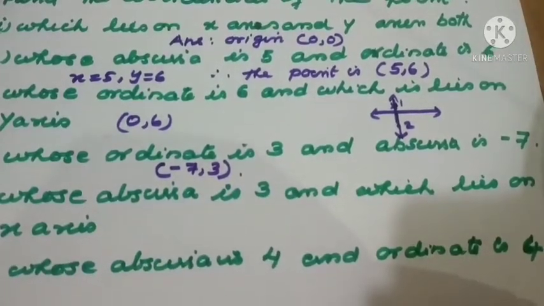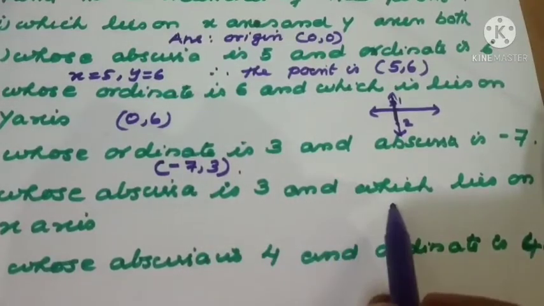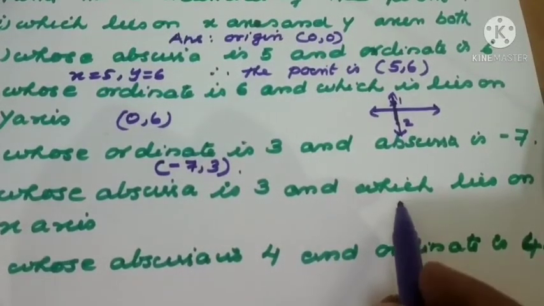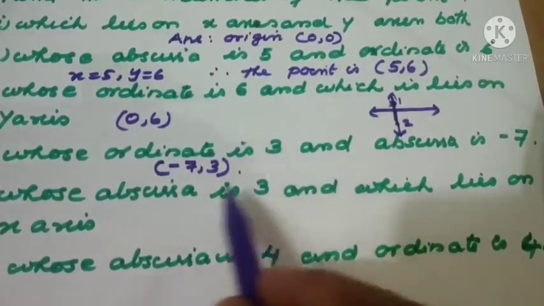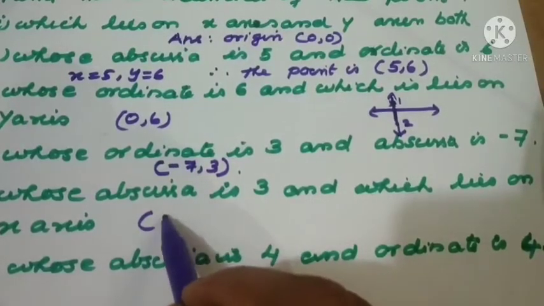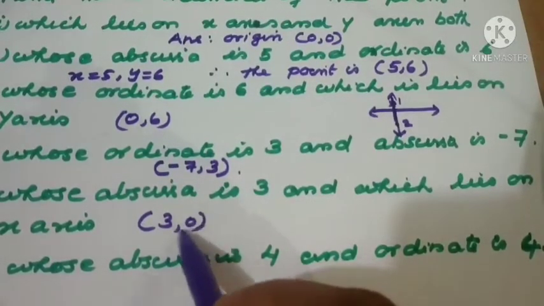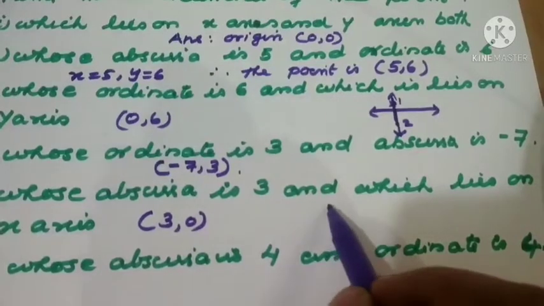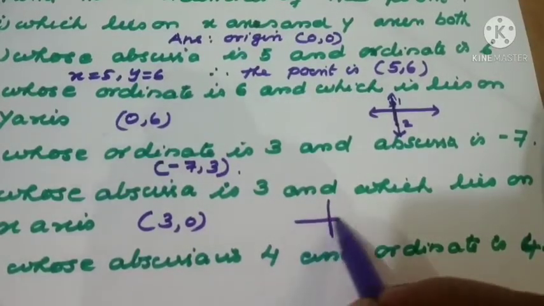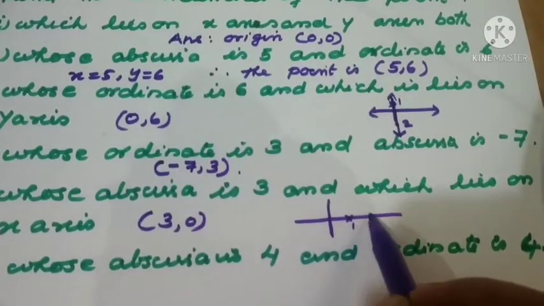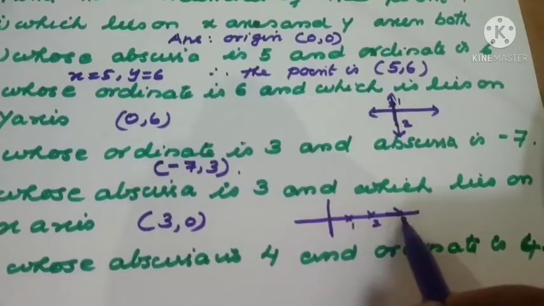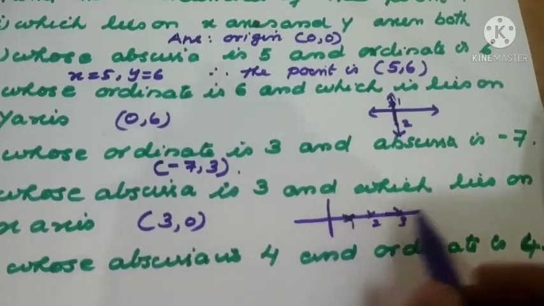Now, whose abscissa is 3 and which lies on the x-axis? Lies on the x-axis means the y coordinate is 0. Abscissa is already given, that is the x value. So the point is 3 comma 0 only. Again, if you have doubt, draw it like this, 1, 2, 3. So what is the coordinate of this point on the x-axis?